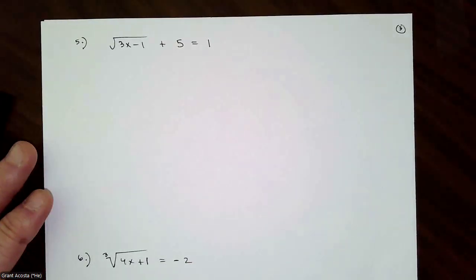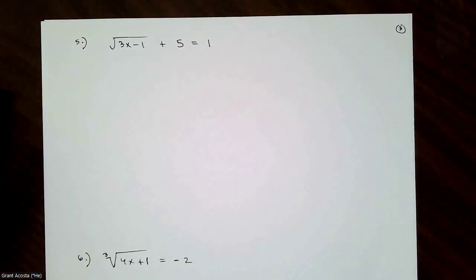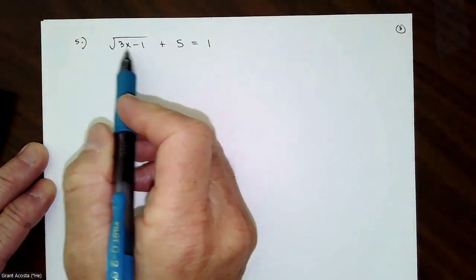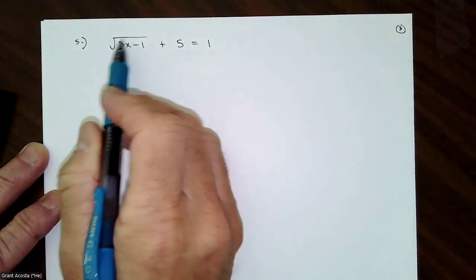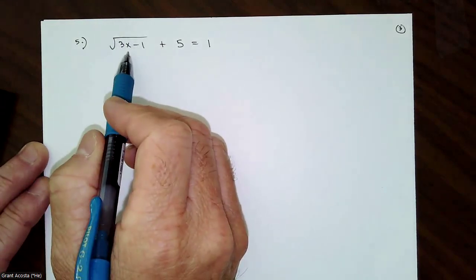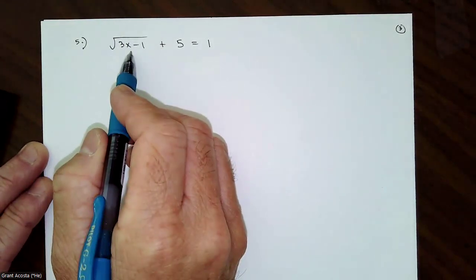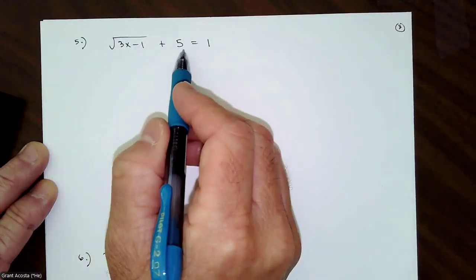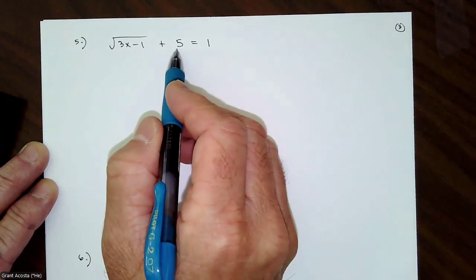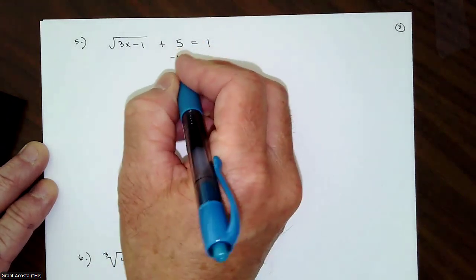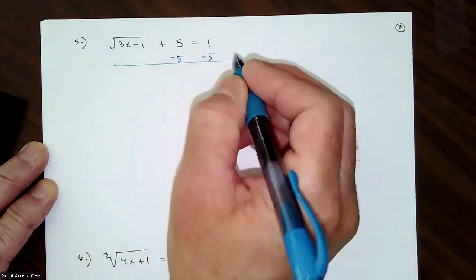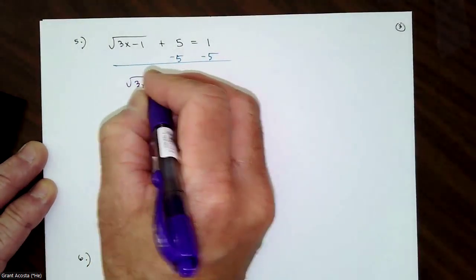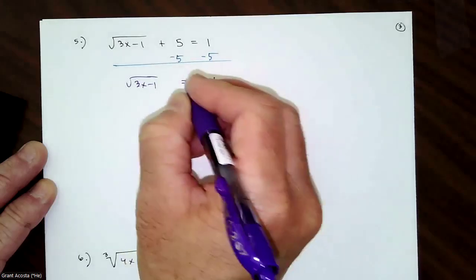Now, another thing to pay attention to is you want to be on your toes about thinking about things when you do these radical equations. If I've got a radical, I'm going to have to square both sides of the equation at some point. And so usually it'd be easier to square. I wouldn't want to square it the way it is. I would rather subtract that 5 over. And I'm going to be left with just root 3x minus 1 equals -4.